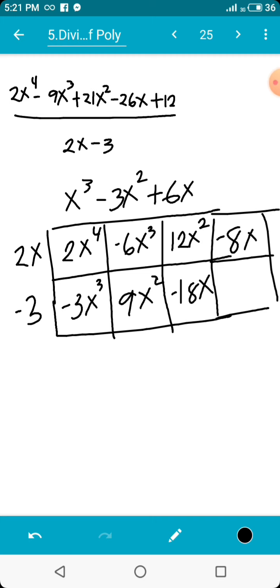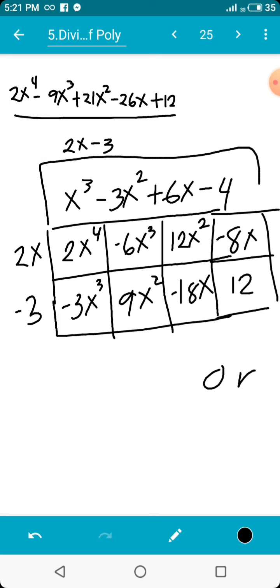Okay? So, negative 8x, divide natin dito, and the answer is negative 4. And then times natin to at saka to, and the answer is positive 12. Okay? So, ito na yung constant term natin. So, ibig sabihin, 0 ang ating remainder. Okay? So, the quotient now is x cubed minus 3x squared plus 6x minus 2. So, same lang din yung nakuha natin kanina nung ginamit natin yung long division.